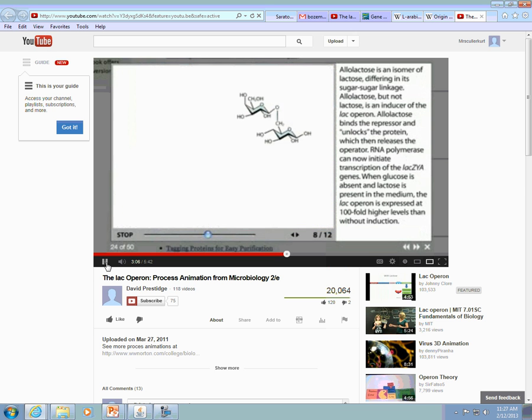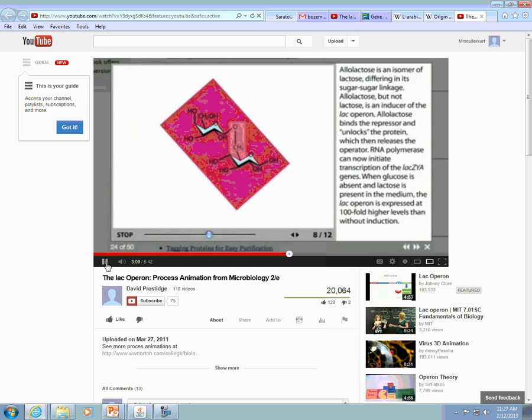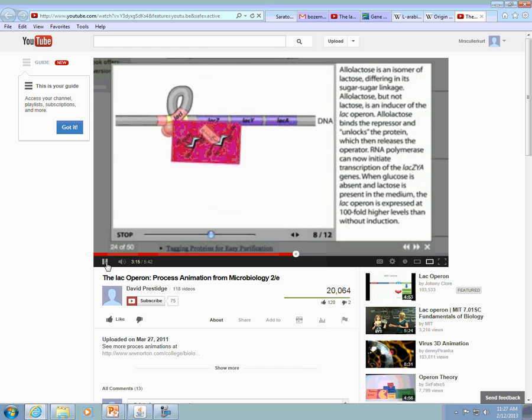Allolactose is an isomer of lactose, differing in its sugar-sugar linkage. Allolactose, but not lactose, is an inducer of the Lac Operon. Allolactose binds the repressor and unlocks the protein, which then releases the operator.